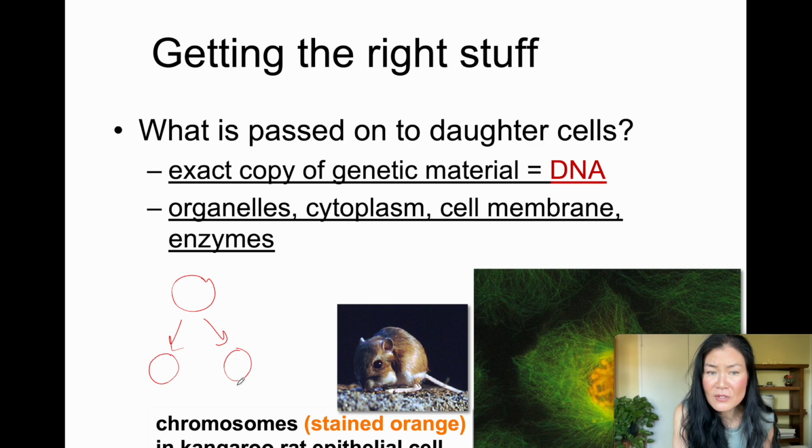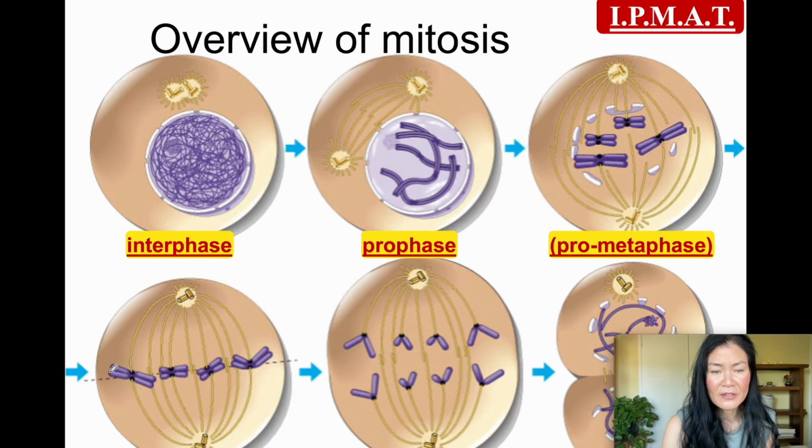You also have to make sure that the two new cells are getting all the organelles that they need to grow and develop, right? You got to make sure that they're getting the mitochondria, lysosomes, Golgi, ER, ribosomes, etc. Cytoplasm has to be split up. Cell membrane, you have to have enough cell membrane to make up the boundary of each cell. Enzymes, proteins, whatever is needed inside of these two new cells, you have to split into the two new cells. That's what's being passed on from mother to daughter cell.